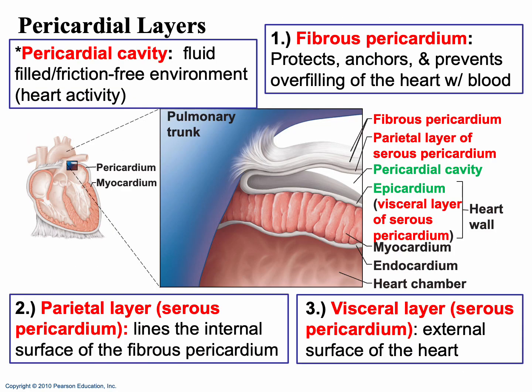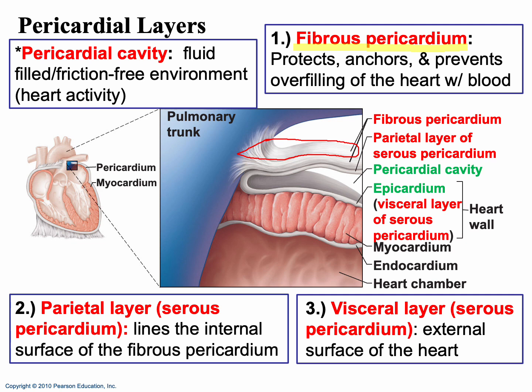We're now going to take a look at the layers of the pericardium. Starting off, number one, we look at the fibrous pericardium. This is the most superficial structure. It's very critical for protection, anchoring, and preventing overfilling of the heart with blood. Structurally, if we take a look at the diagram here, this outermost layer is going to be that fibrous pericardium.